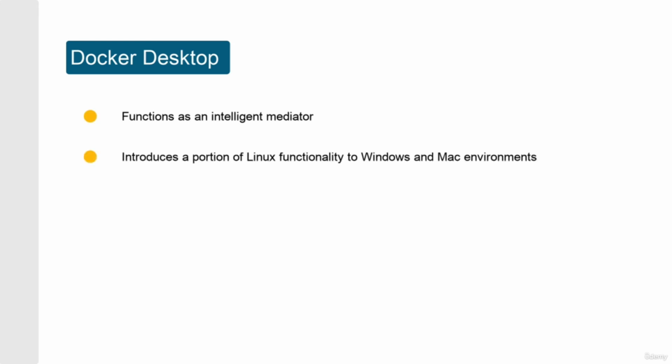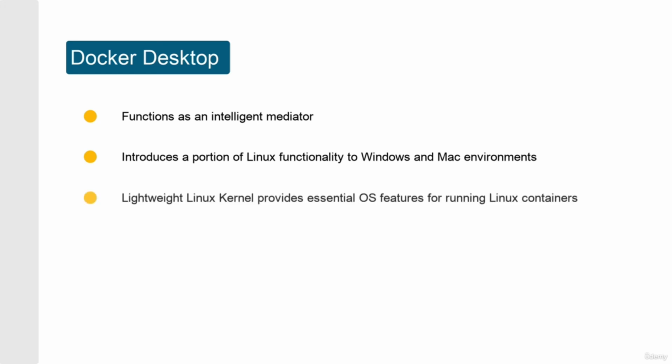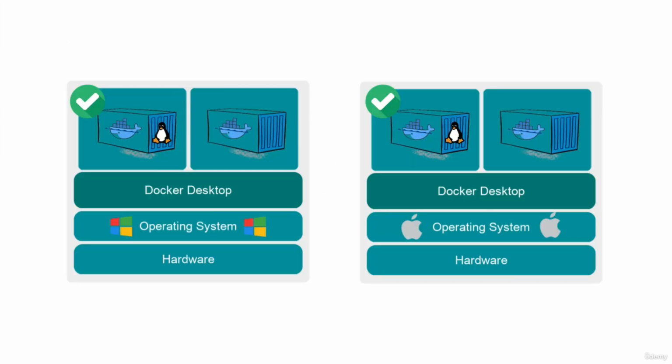That's where Docker Desktop stepped in. It functions as an intelligent mediator, introducing a portion of Linux functionality to both Windows and Mac environments. This unique component, referred to as a lightweight Linux kernel, serves as an intermediary, facilitating the seamless operation of containers across these distinct systems. With Docker Desktop, it's not just about Linux anymore. Windows and Mac users also get to share the container's goodness. It's like a universal language that these systems understand, making containers accessible and practical for everyone.